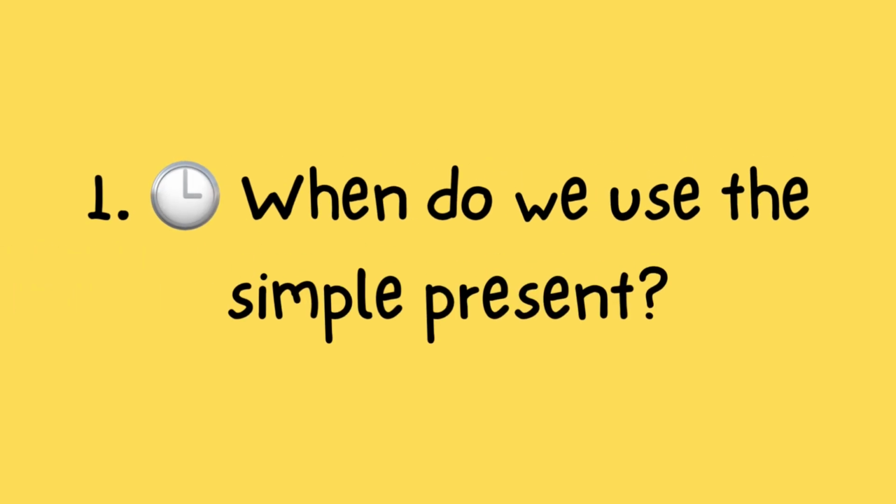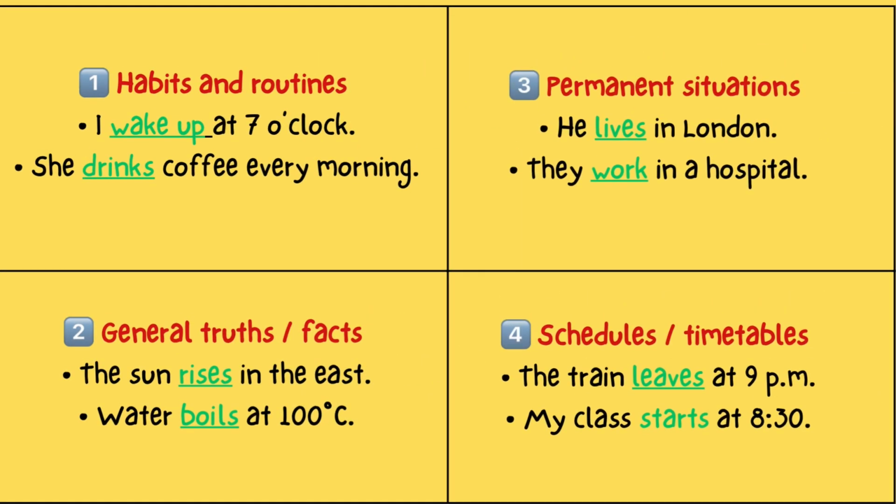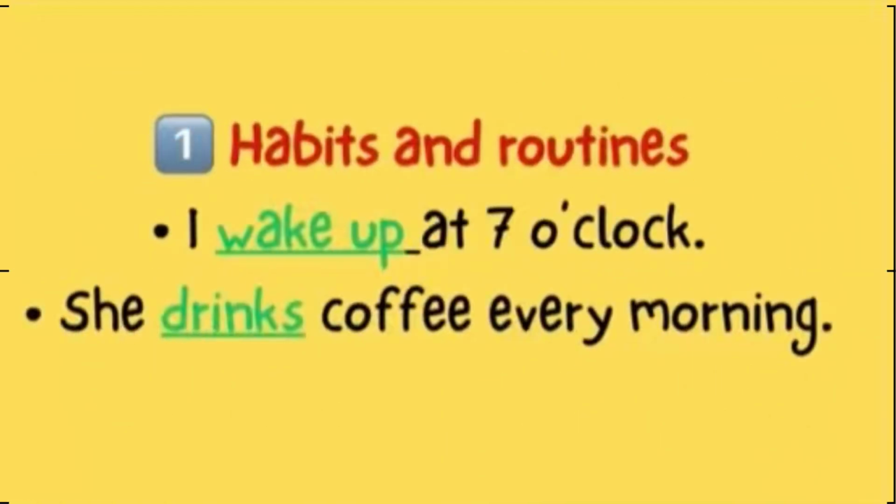When do we use the simple present tense? Simple present tense has many uses, but in this video I am going to mention 4 of them. First, we use simple present tense when we talk about habits and routines. For example, I wake up at 7 o'clock. She drinks coffee every morning.